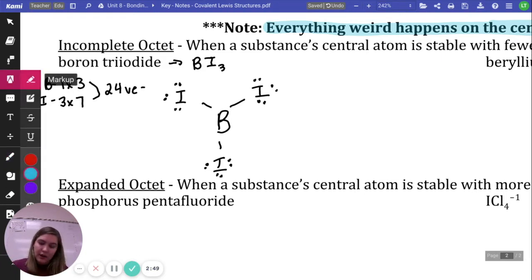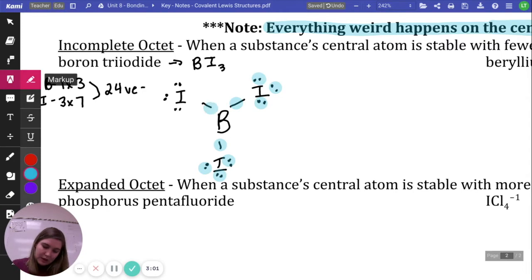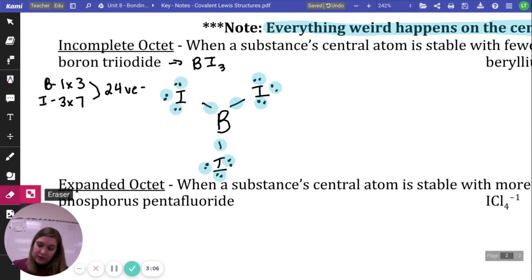Okay, so let's check that we've used all of our electrons. 2, 4, 6, 8. Iodine's full there. 10, 12, 14, 16. Iodine's full. 18, 20, 22, 24. All right, so I've used all my valence electrons, and all of my iodines are full with those 8 valence electrons. Boron only has 6 around it, but because it's one of our exceptions, it only needs 6 to be full. So this would be the correct Lewis structure for this one.